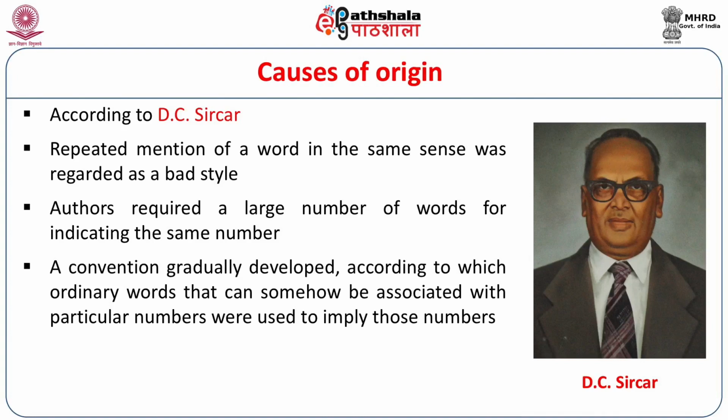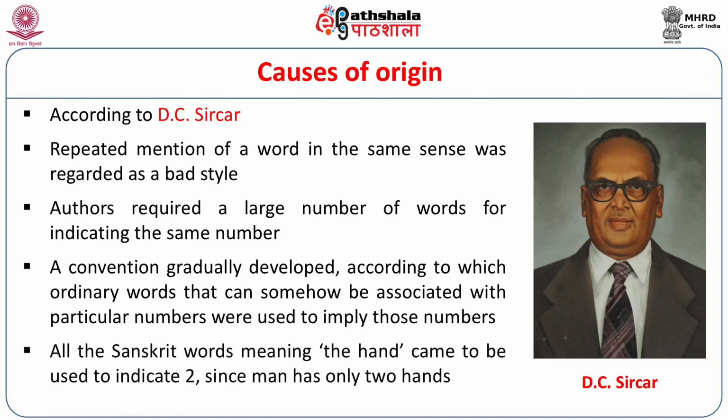For example, if one writes Veda, this stands for 4 because the Vedas are 4. But if this particular word Veda is always written standing for 4, this becomes a bad style. This is considered a bad style of writing because you don't have variation in your poetic skill. So they needed different words for the same digit. That's why these authors required, as you can see in this slide, a large number of words for indicating a particular or same number. In this way, when they started using different types of words for the same digit, a convention gradually developed according to which ordinary words that can be in one way or the other associated with the particular number came to be used to imply those numbers.